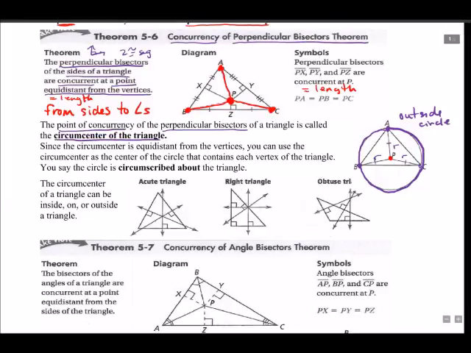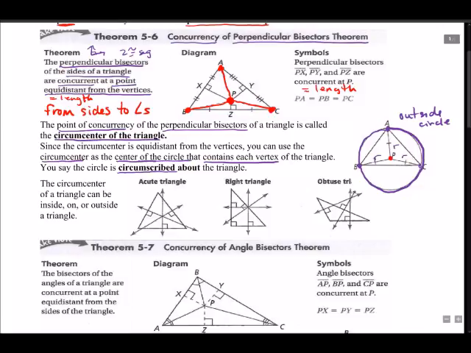The circumcenter is the center of the circle that contains each vertex. And we can say that we circumscribed a circle about the triangle. What does circumscribed mean? We drew a circle around it. Circumscribe, draw around. So that's fun.